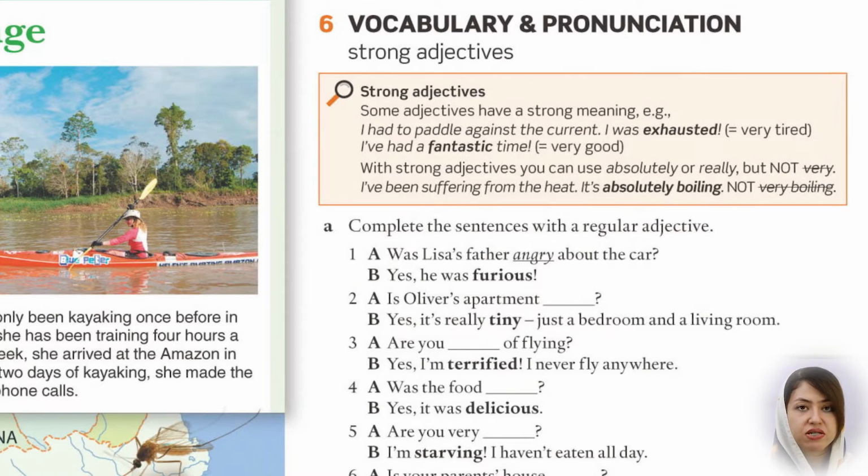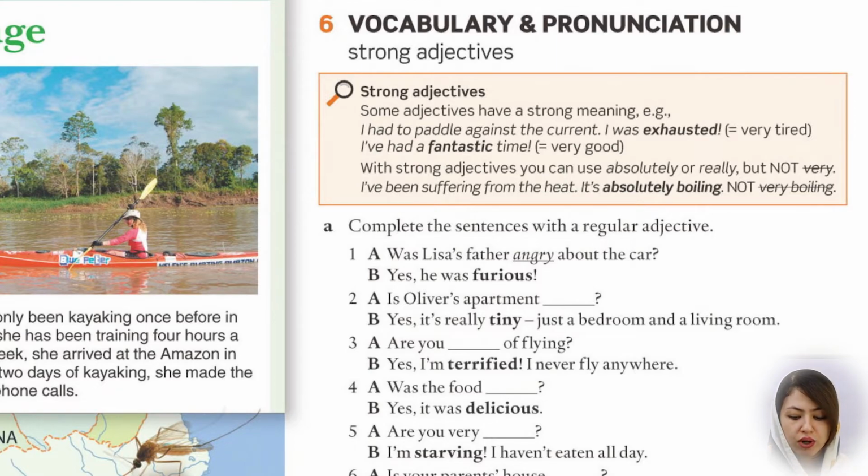You can say absolutely exhausted, okay? Or really fantastic, but not very fantastic or very exhausted. It's wrong. So let's go. I've been suffering from the heat. It's absolutely boiling. Okay, it means it was very hot, absolutely boiling.